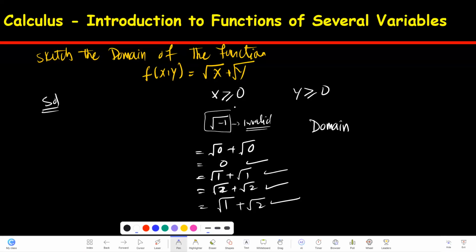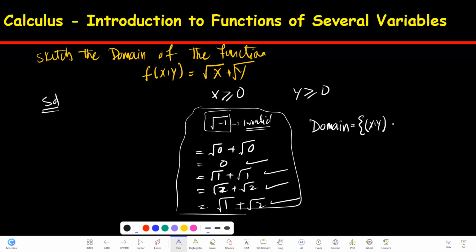This is just rough work I did here, just to check my homework before I took the domain. So I'm going to say the domain of x and y, such that x is equal to or bigger than 0, y is equal to or bigger than 0. This is my domain.